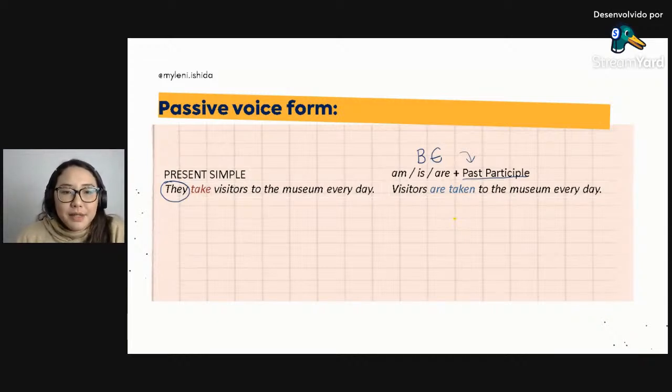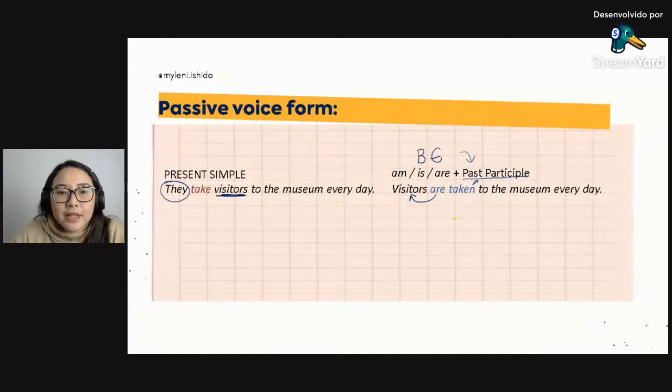So they take visitors to the museum every day. This sentence on the left is in the present simple. I want to transform this to the passive. So I put the verb to be, am, is, or are, and the past participle. So visitors are taken. Teacher, why do I use are? Because I conjugate according to visitors. They take visitors. Visitors here was after the verb, it was the object. And now visitors start the sentence. Okay? Visitors are taken. Taken is the verb in the past participle.